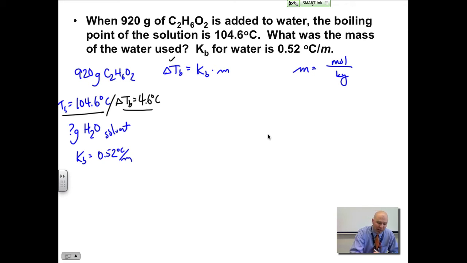I have this, which is my solute, and I have the Kb. So I have two of these in the first equation. I don't know this one. How many grams of solvent? I can solve for the kilograms, and then I'll be able to change to grams. I don't know my molality, but I do know this. I'll be able to know this from my 920. All right, so here we go.